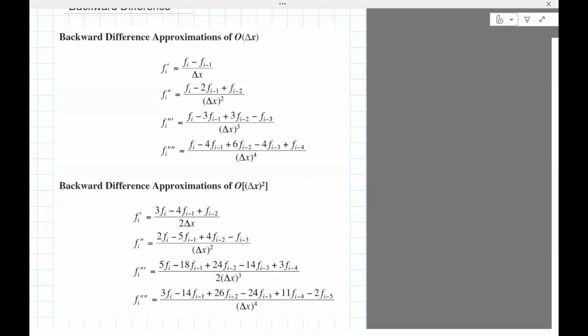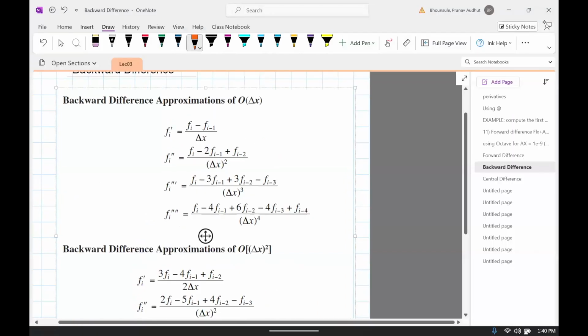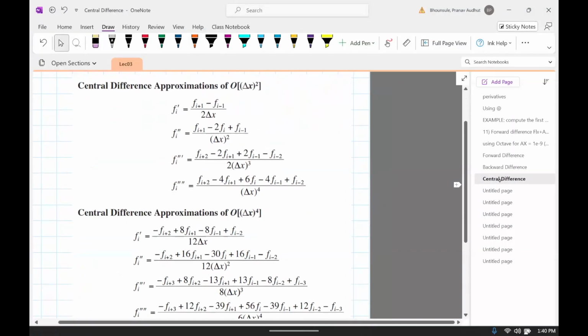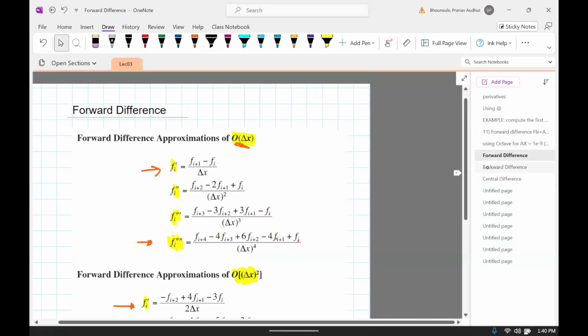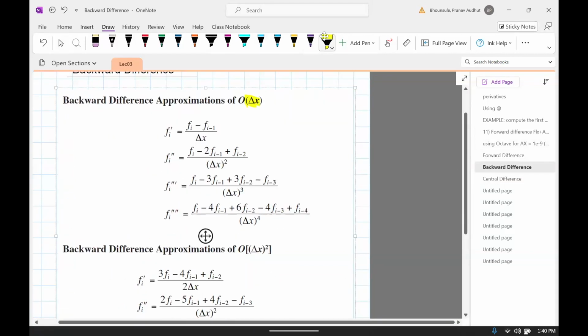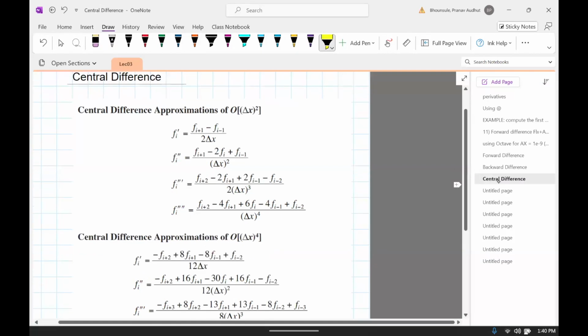Just sub in those formulas and you'll be able to solve the problem. You could also get Octave or ChatGPT to write the code for you if you're trying to solve this problem. So central difference, okay. Here you'll see something interesting. For forward difference and backward difference, we only had delta x and delta x squared accuracy, but for central difference, by default, we get a delta x squared accuracy and delta x to the 4. So very accurate, but you'll see lots of function evaluations.